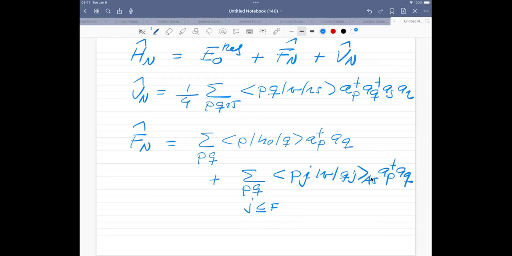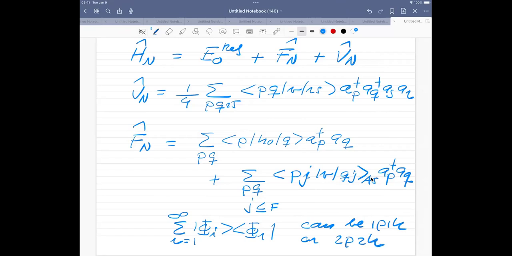Now, in our case, the states which we are summing over, this phi, these are many-body states, not single particle states. Since we are summing from 1 to infinity, and we have a specific type of Hamiltonian which contains at most two-body terms, it means that these states can be one particle, one hole, or two particle, two hole states. These are the only possibilities which we can have to second order.